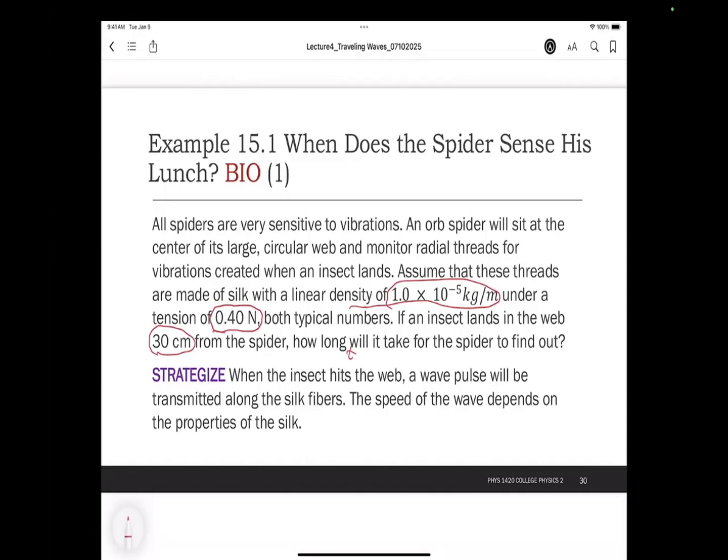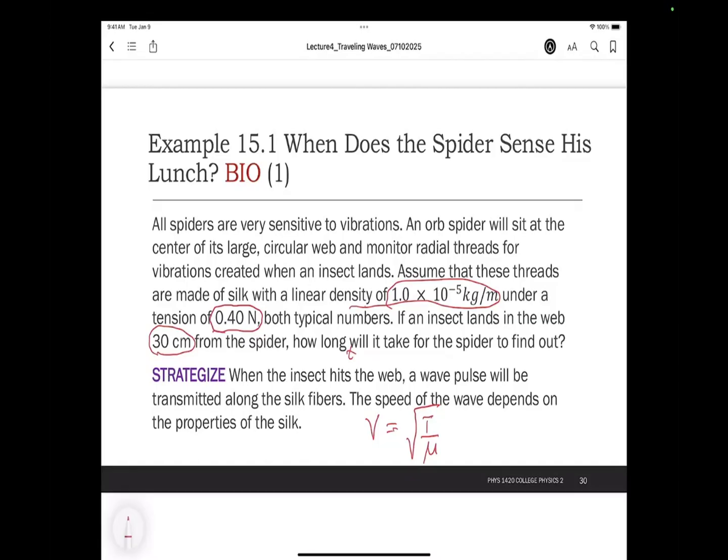Let me give you the strategy. When the insect hits the web, a wave pulse will be transmitted along the silk fiber. The speed of the wave depends on the property of silk. So what is the speed of the web? Do you remember that? It is a square root. What is it? T divided by what? Mu is the linear density.